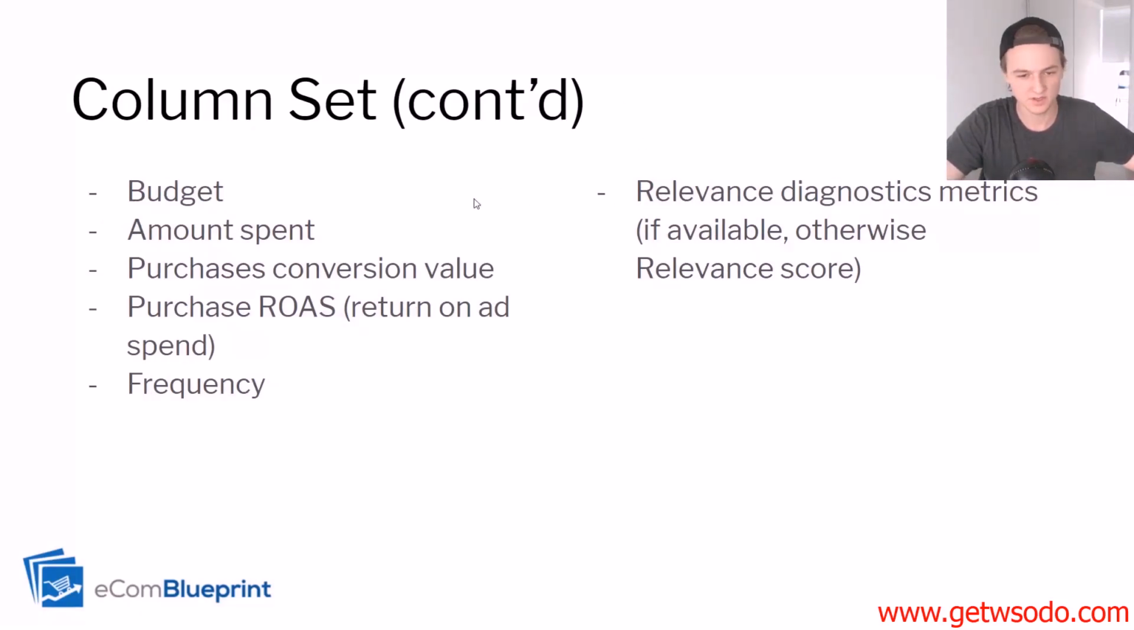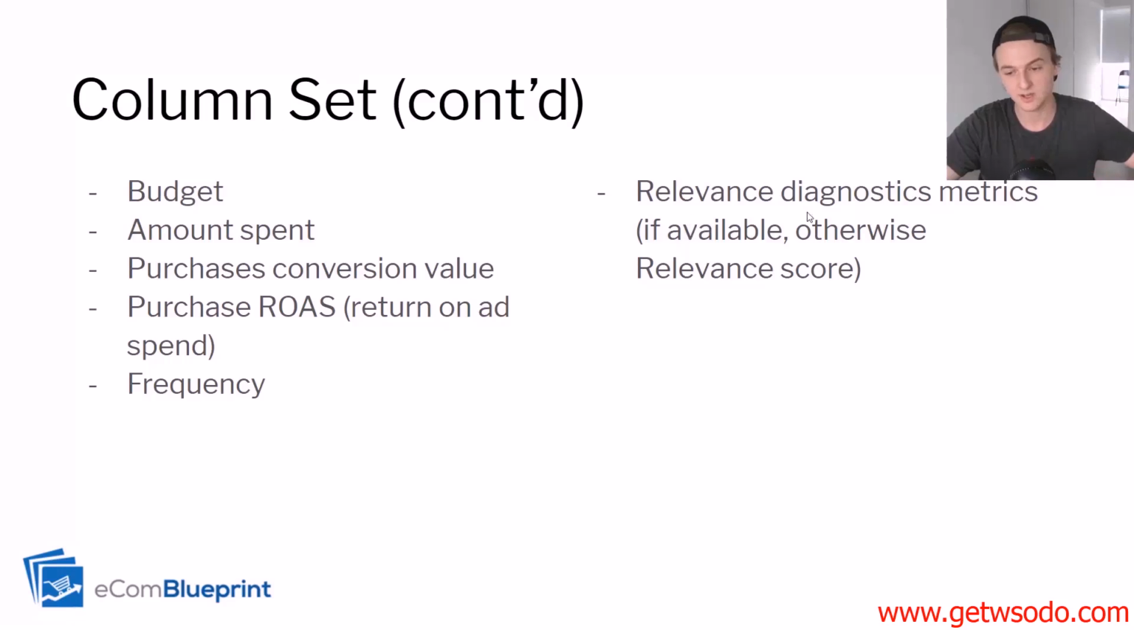Now, I'm just continuing this column set. There's a few more things. You want to put the budget, right? You want to see how much the budget is for that campaign or ad. The amount spent so far, purchase conversion value. So you spent this much, it brought back this much in sales. I like putting these two next to each other. And then the return on ad spend, right? Just purchase conversion value over amount spent. So the ROAS, and then frequency. This is also useful to see what the frequency is if you're using up your audiences really fast and so on. So frequency is a great one.